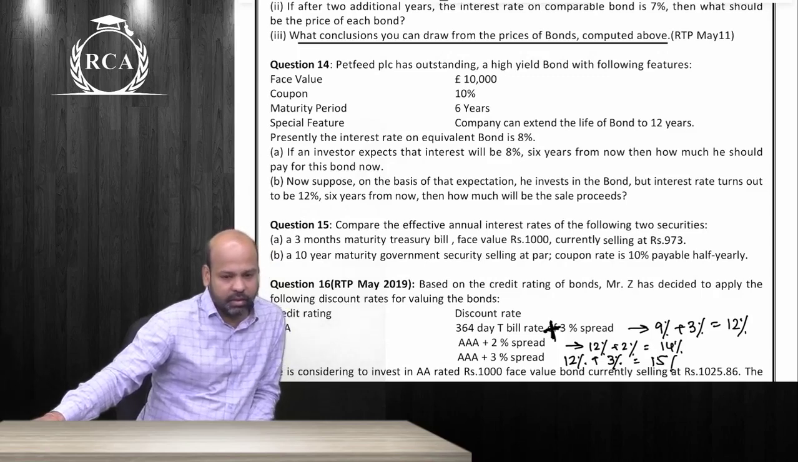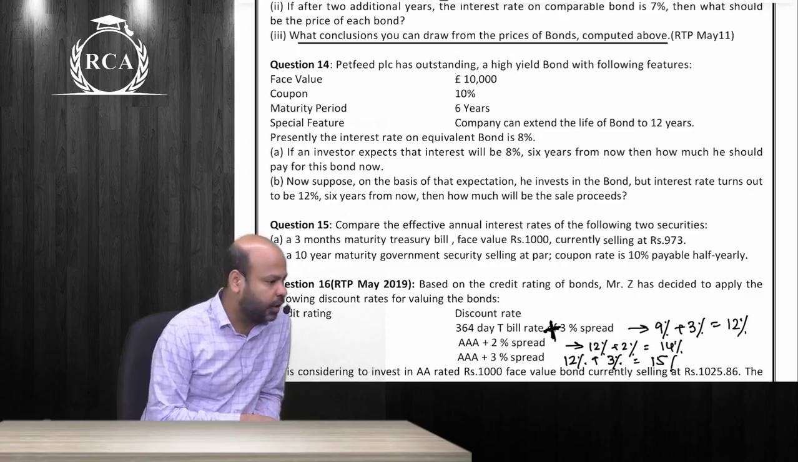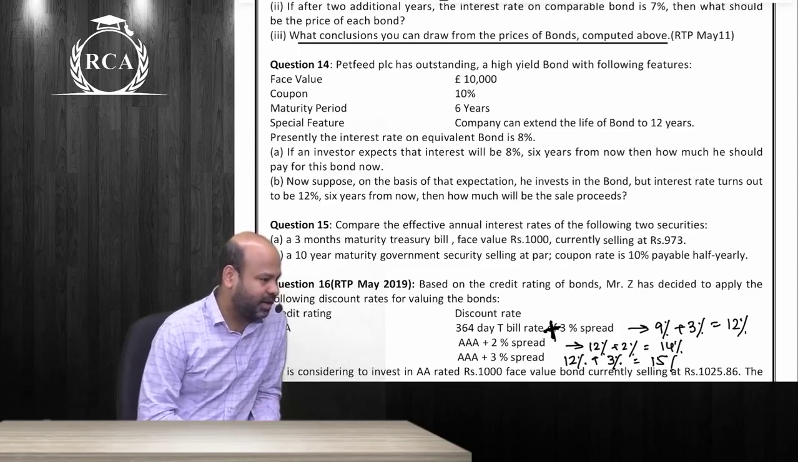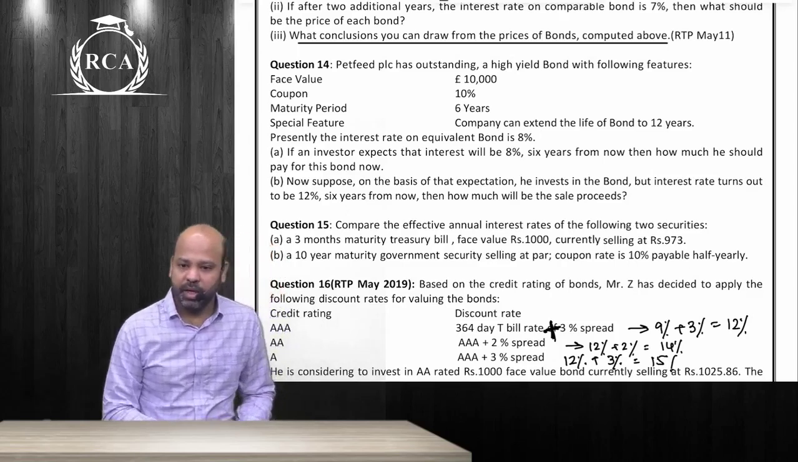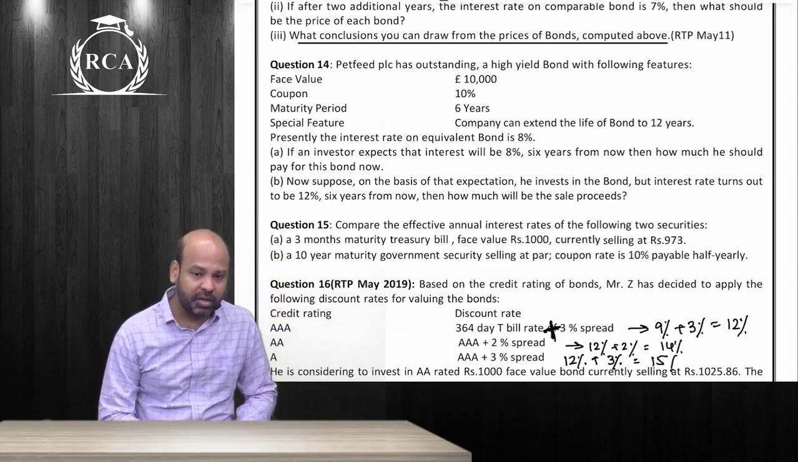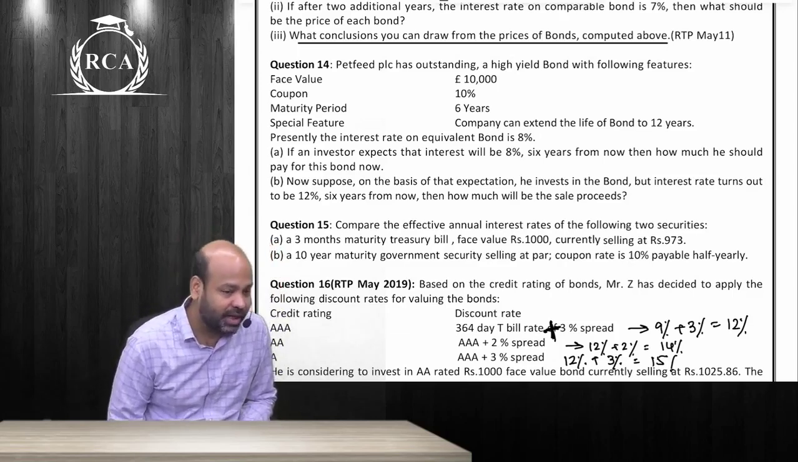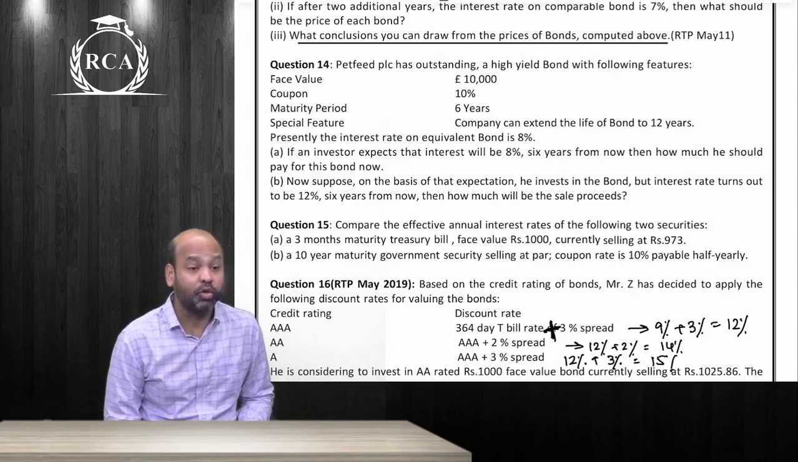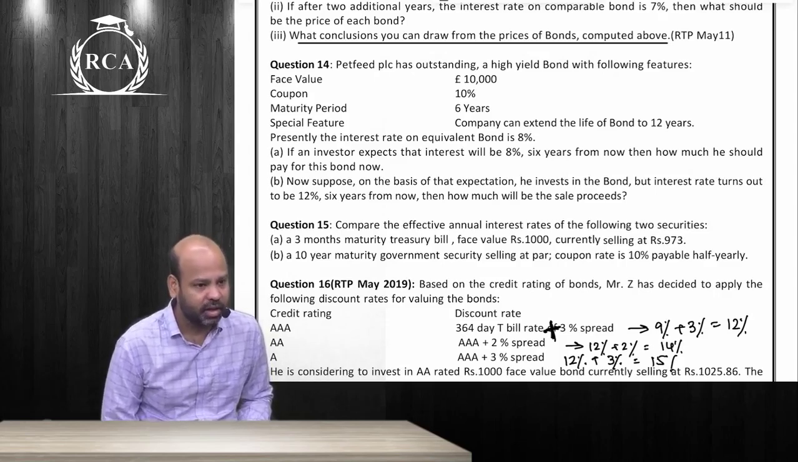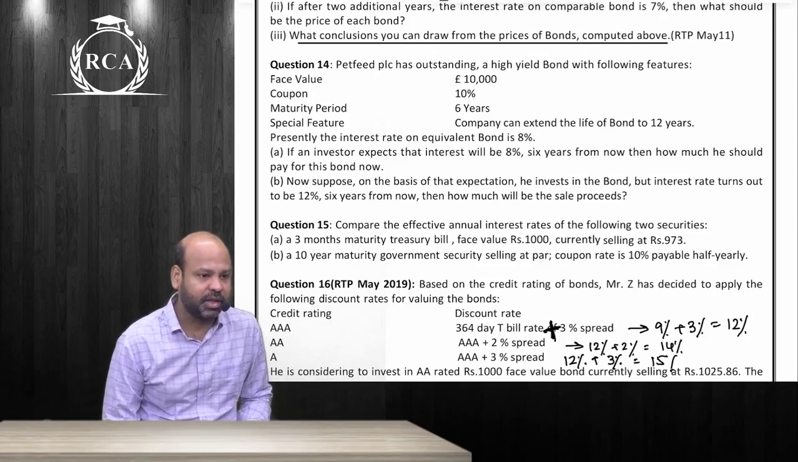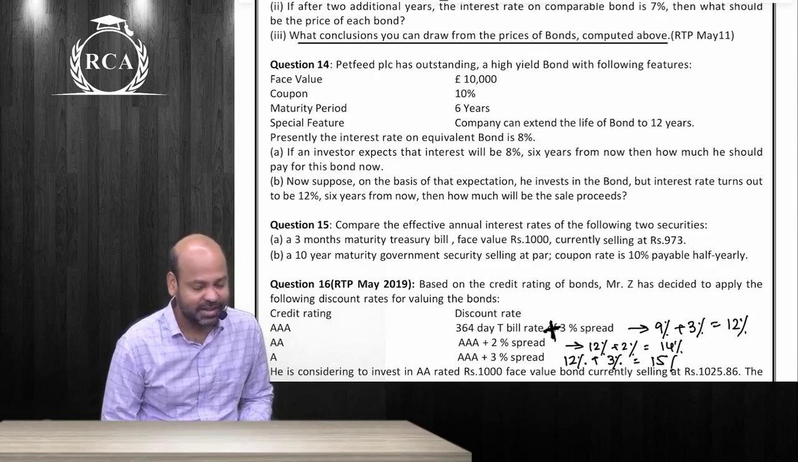That's the answer. The company is going to redeem these bonds at the end of 6th year. If the prevailing interest rates continue to remain at 8%, why will the company want to pay a coupon rate of 10%? It would be beneficial for them to redeem the existing bonds.